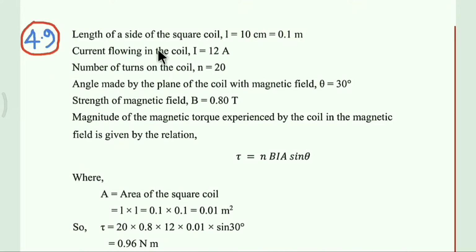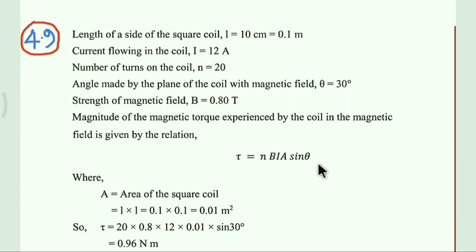4.9 Length of the side of the square coil 10 cm, converted to meter. Current flowing in the coil 12 ampere. Number of turns on the coil n is equal to 20. Angle made by the normal to the coil with the magnetic field is 30. Strength of magnetic field B is equal to 0.80 Tesla. Magnitude of the magnetic torque experienced by the coil in the magnetic field is given by the formula, tau is equal to NBIA sin theta.